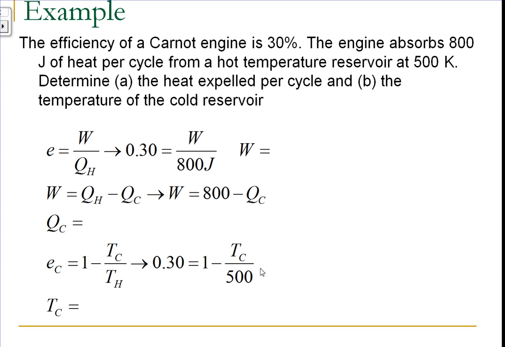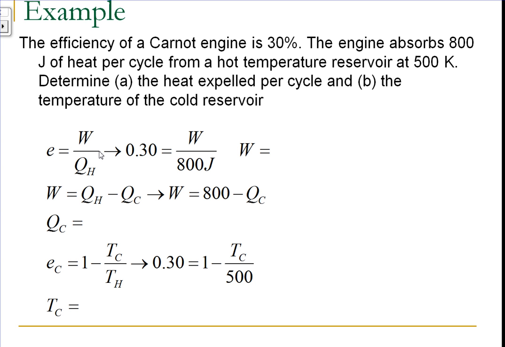Let's do another example. Suppose I have an engine that has Carnot efficiency of 0.3, or 30%. If it absorbs 800 joules of heat per cycle from a hot temperature reservoir of 500 K, find the heat expelled and the temperature of the cold reservoir.